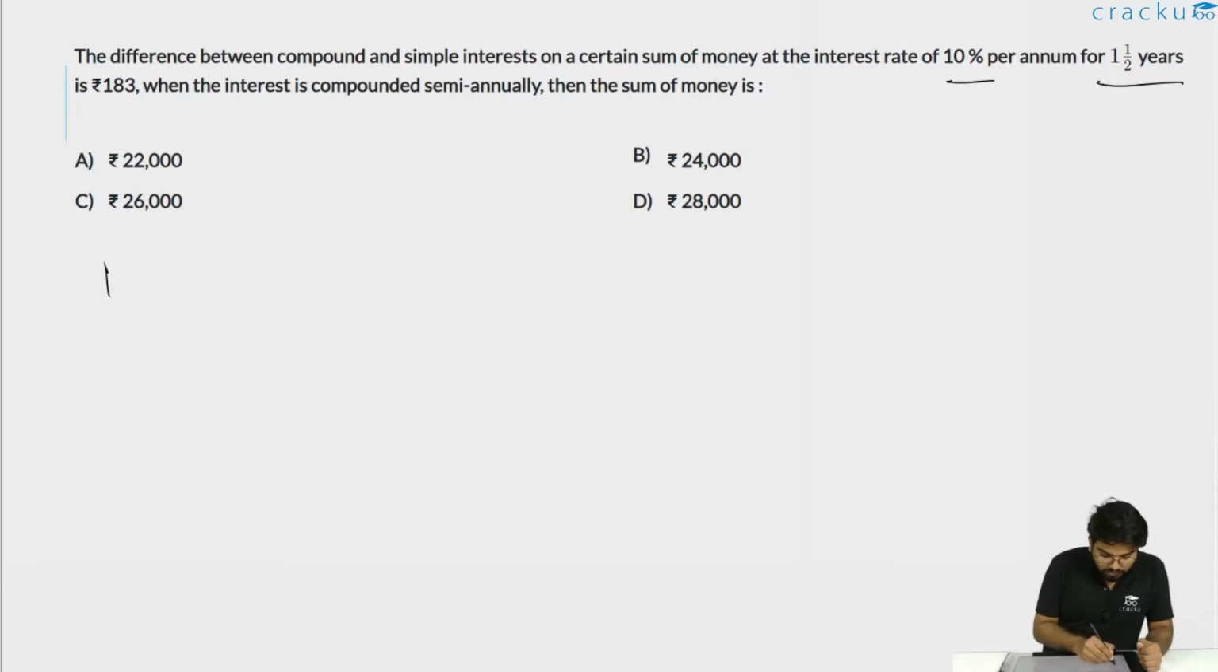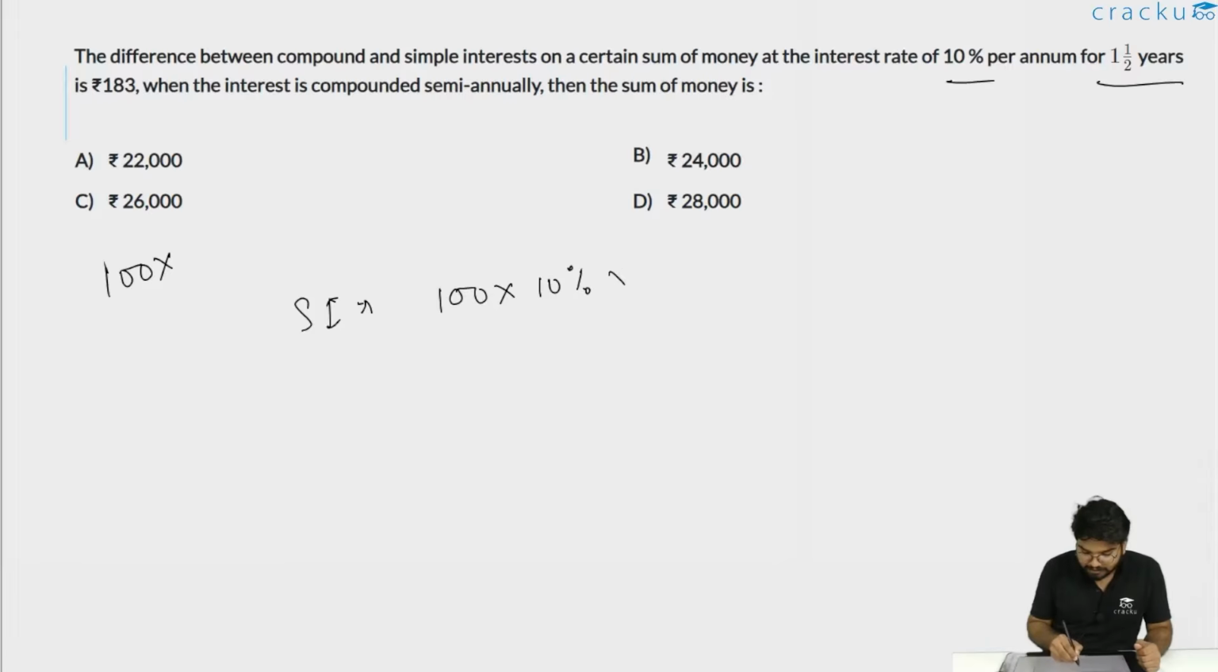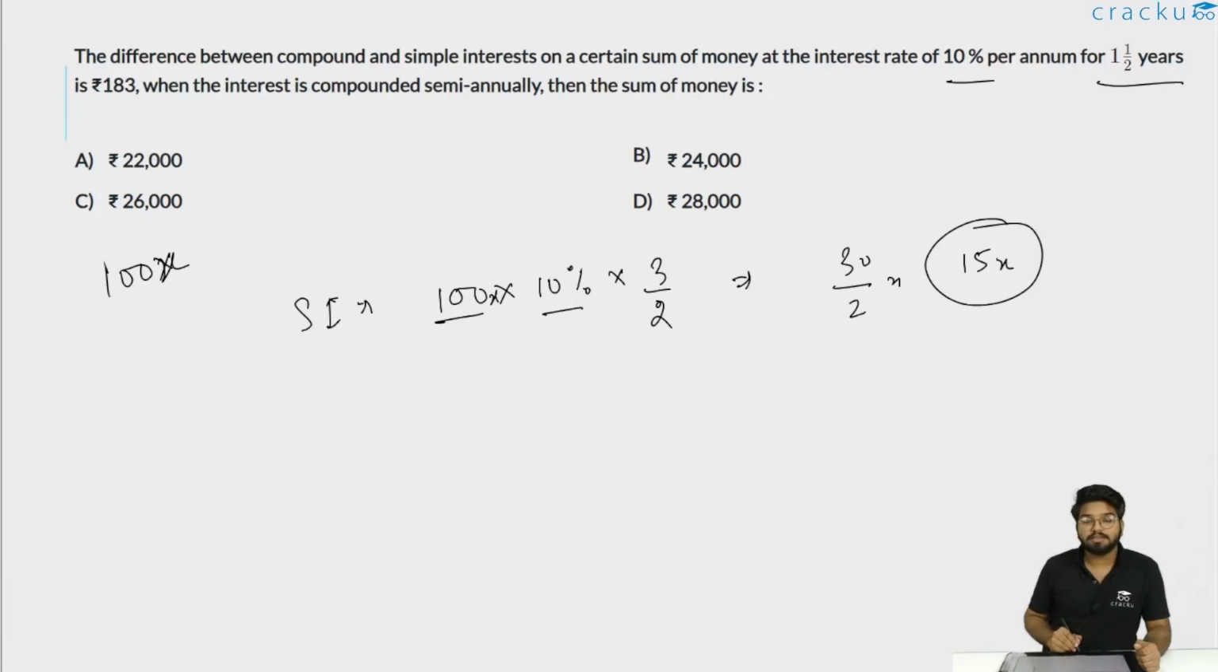Let's say the principal amount is 100x. Now in 1.5 years, how much simple interest would it generate? Simple interest would be principal into interest rate, which is 10%, into time. Time is 1.5 years, that is 1.5, or we can say 3 by 2. 10% of this is 30, and this is 100x, 30 divided by 2, which is 15x. This is the simple interest for 1.5 years.